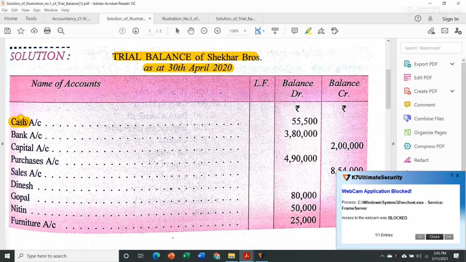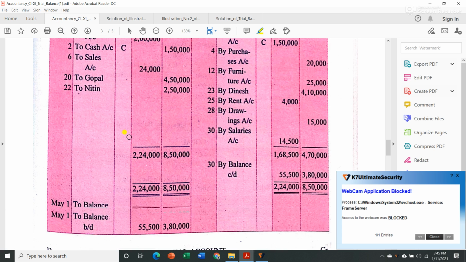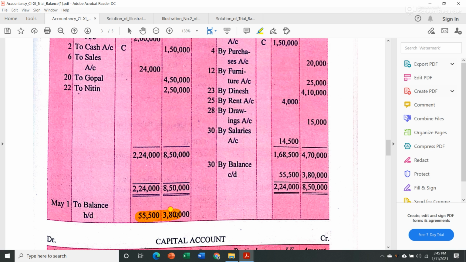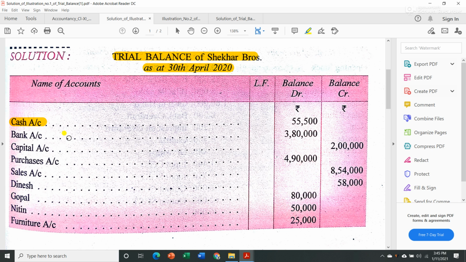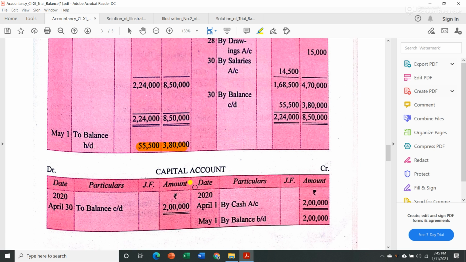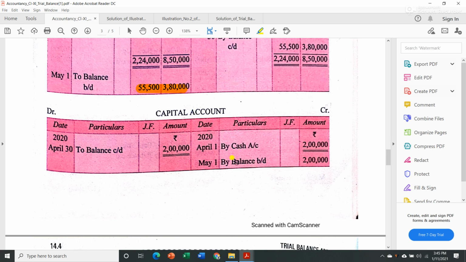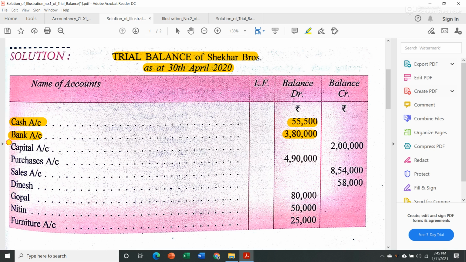So first we will write cash account, since in the cash book we can see it is showing debit balance for both cash and bank, so we will write cash and bank account, and in the debit side we will write 55,500 and 3,80,000 is given in the question. Then next we have capital account which is showing credit balance of 2 lakh. So next we will write capital account, credit side 2 lakh.